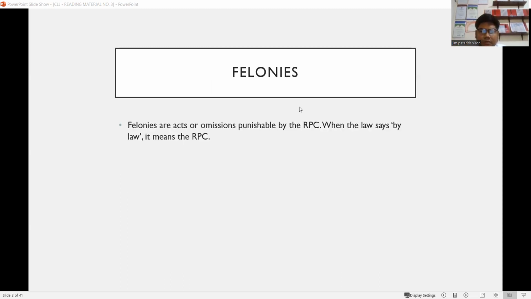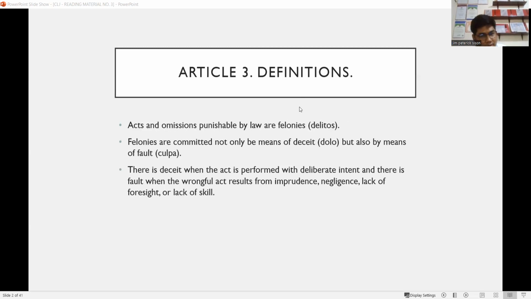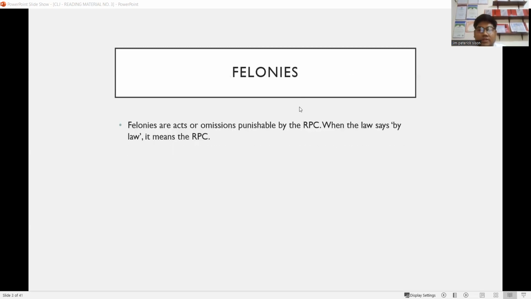So next, felonies. What are felonies? Felonies are acts or omissions punishable by the what? The RPC or the Revised Penal Code, by definition under Article 3. When the law says "by law," it means, of course, the Revised Penal Code. Remember that crime is a general term, while felonies, offenses, or infractions are specific terms. Felonies are acts and omissions punishable by the Revised Penal Code. Offenses are acts or omissions punishable by the special penal laws, while infractions are acts and omissions punishable by ordinances.